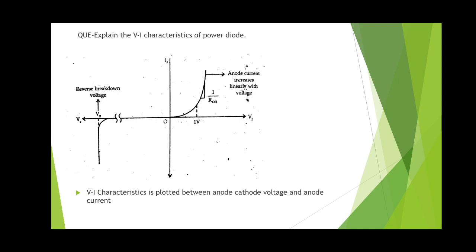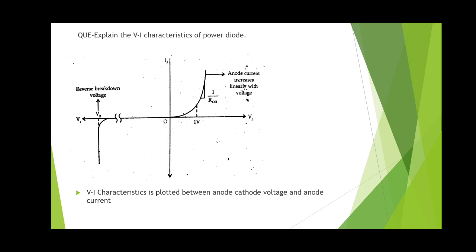Next question which is asked is to explain the VI characteristics of the power diode. Here we first have to draw the diagram, then explain the VI characteristics of the power diode. The figure shows the VI characteristics of the power diode. Here we have two regions, that is forward bias and reverse bias. The characteristics are plotted between the anode current and the anode cathode voltage. The figure we can observe.